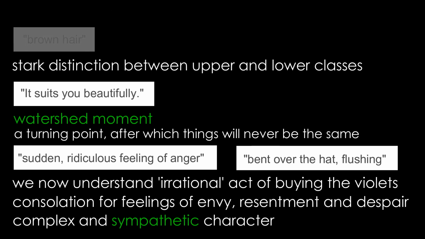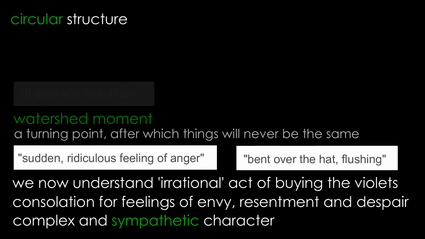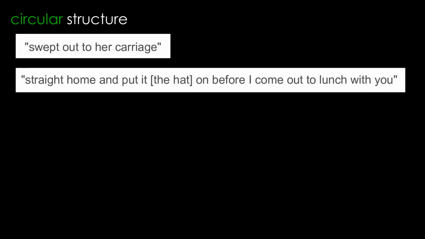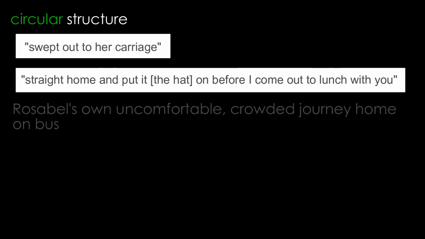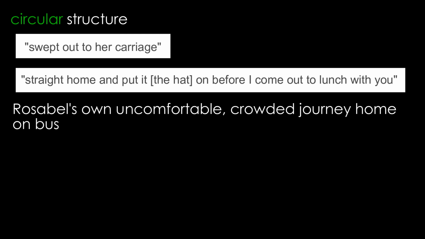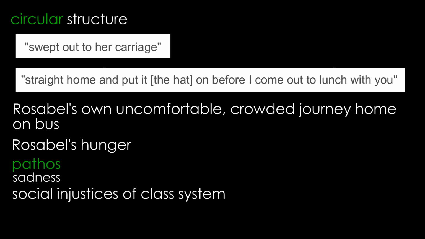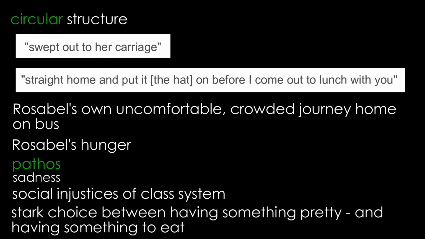The structure of this extract is also circular in nature, as in the final line, the red-haired girl tells her male companion, as she swept out to her carriage, that she shall go straight home and put the hat on before I come out to lunch with you. We're reminded of the beginning, not only of Rosabel's totally different journey home, uncomfortable and crowded on the bus, but also of her hunger. The reader is left with a sense of pathos evoked by the social injustice of the class system. Some women are in a position of privilege where they can eat as well as have something pretty. For others, it is a stark choice between the two.